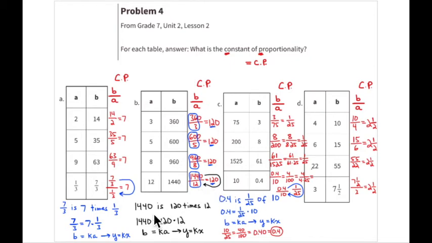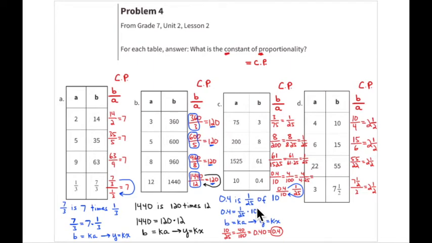So 1,440, actually, let me go back to this just for a second. So if you divide that by 10 and use 144, and figure out that's 12, then you have to multiply that 12 by 10 to get the 120. So 1,440 is 120 times 12. So the equation is B, 1,440, equals K, 120, times 12, which is A. So that's, again, in the form Y equals KX.